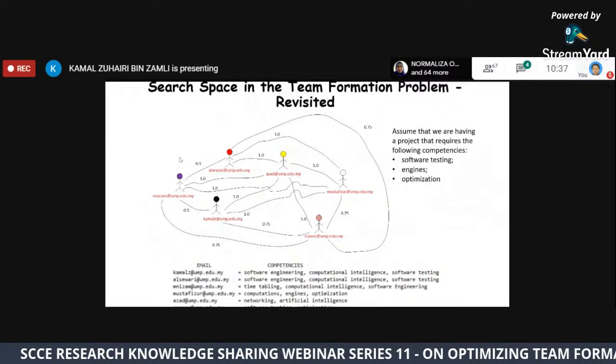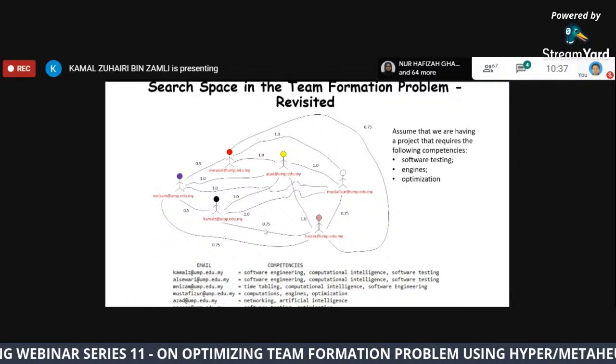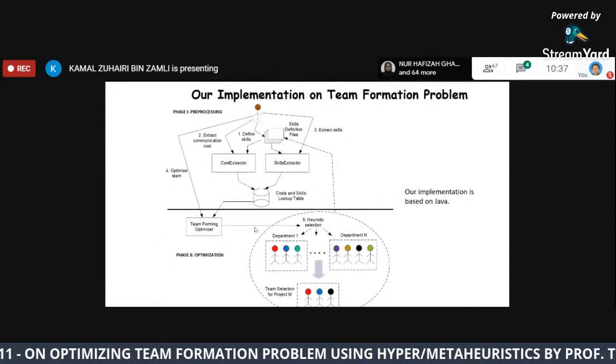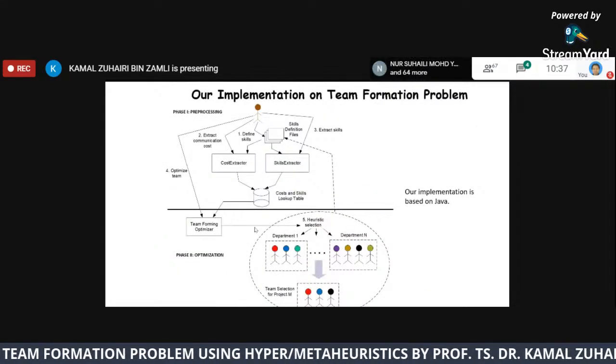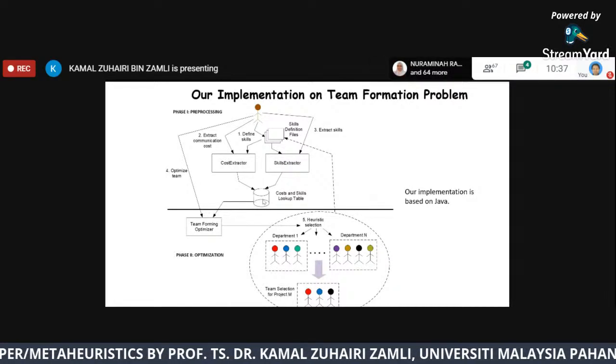Kamal and Nasir, 0.75. So we built this cost extractor as a lookup table for our team forming optimizer.